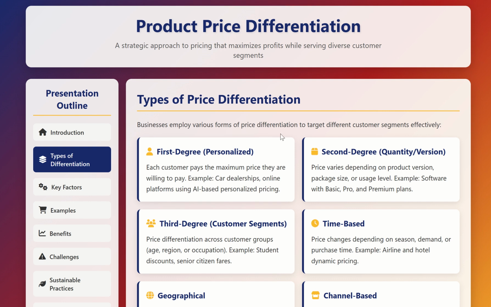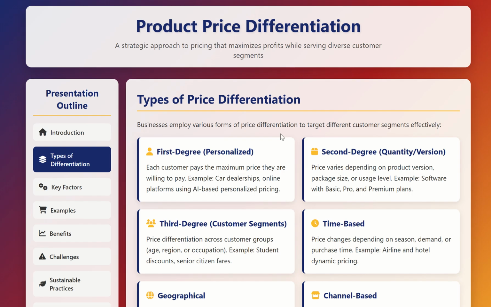We have a second category called second degree. This second degree is what we call quantity version. The prices normally vary depending on the product version, the package size or the usage level. For example, in most cases like software. We have software from software developers.